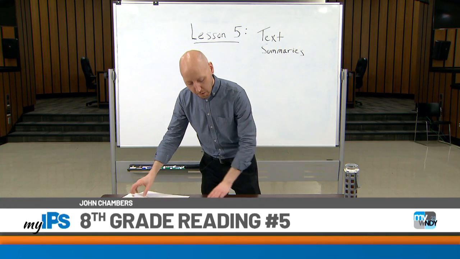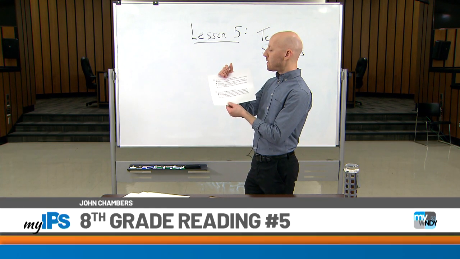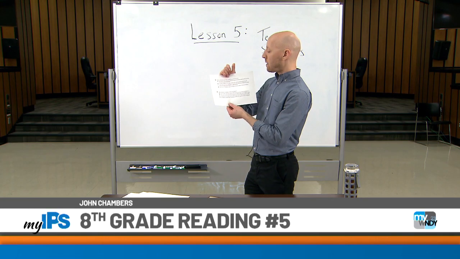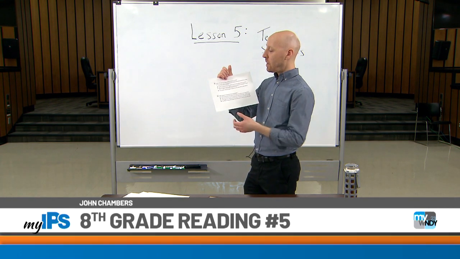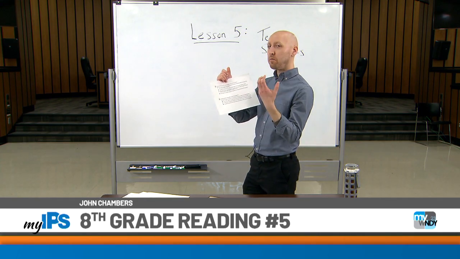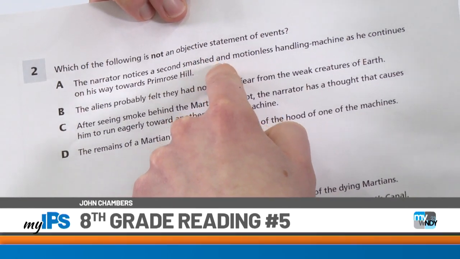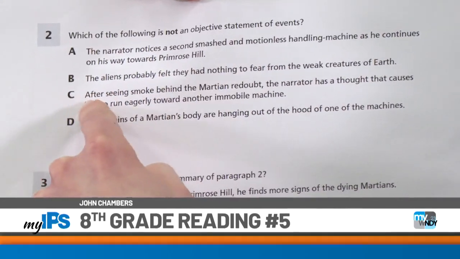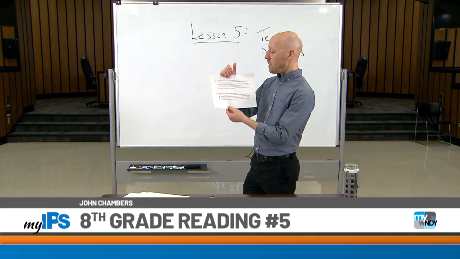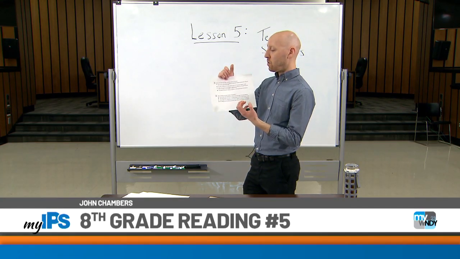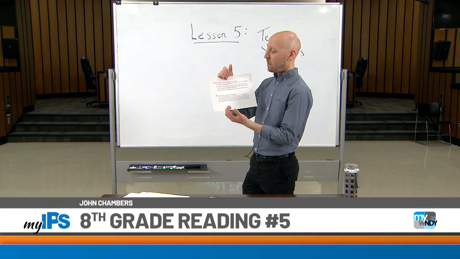All right, almost done with this lesson. Question 2, which of the following is not, you can underline that, an objective statement of events? So remember with objective, we're thinking no opinions. So we don't want anything to be subjective. So A, the narrator notices a second smashed and motionless handling machine as he continues on his way toward Primrose Hill. So that seems really factual to me, and it's just a key detail in the story. So I'm going to cross that out because that doesn't have any opinions.